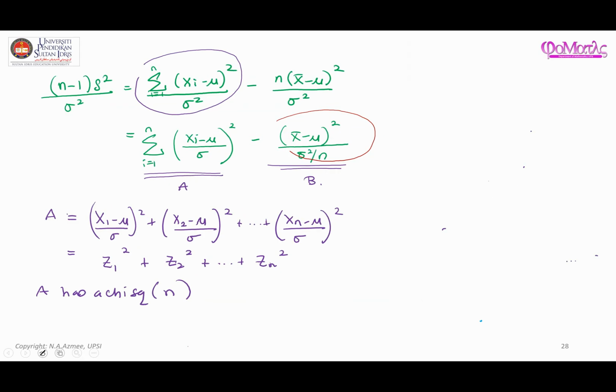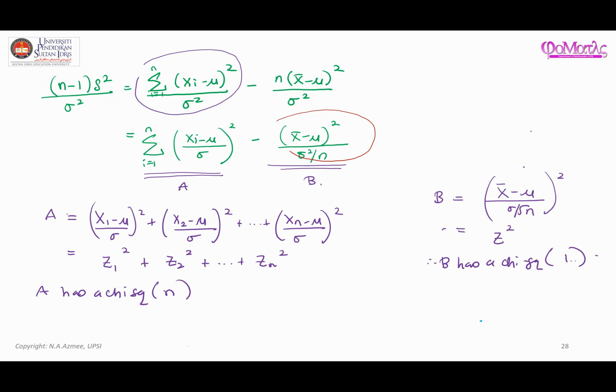Next, when we talk about B, B here is equal to x bar minus mu over sigma over square root n, squared. This is also a normal random variable, so we call it z, and you square it. There's only one standard normal random variable, therefore B has a chi-square distribution with 1 degree of freedom.